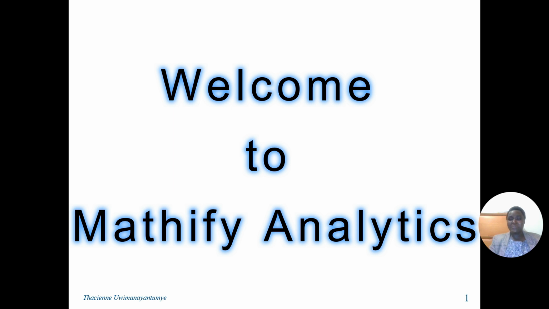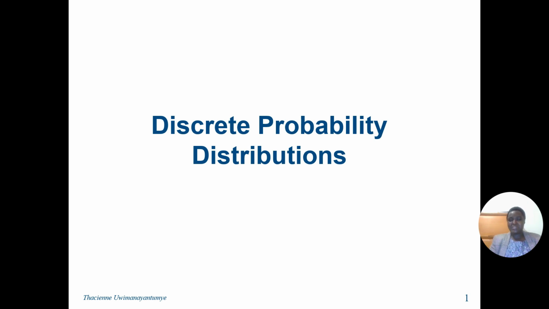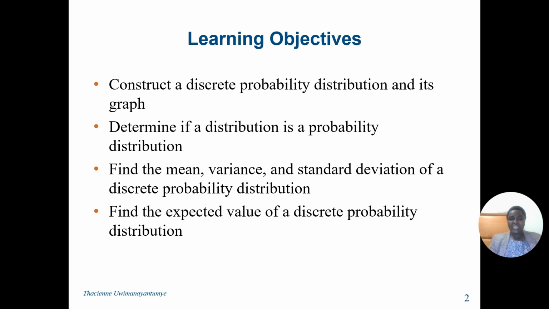But guess what? What are we going to talk about today? In today's video, we are going to talk about discrete probability distributions. Whether you are a beginner in these concepts or an expert, I hope you're going to gain some insights from this video. So make sure to watch this video from start to the end if you want to know how to construct a discrete probability distribution and its graph, and how to determine if a distribution is a probability distribution. We want to know how to find the mean, the variance, and the standard deviation of a discrete probability distribution. And you also want to know how to find the expected value of a discrete probability distribution.